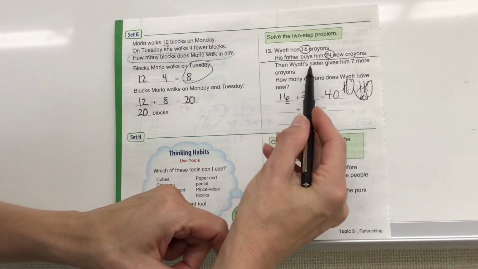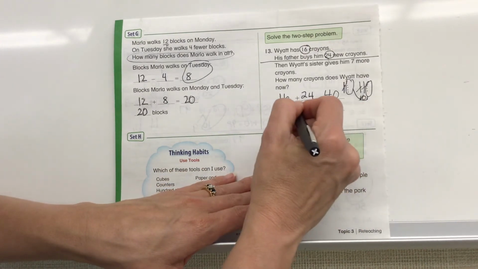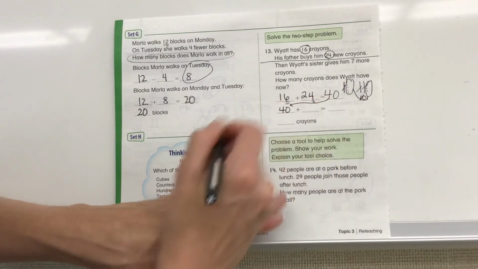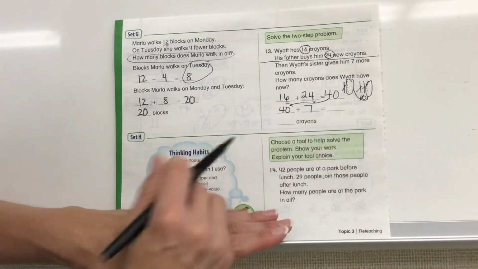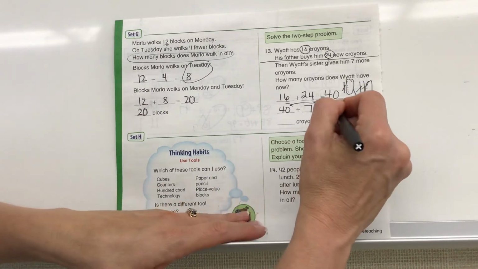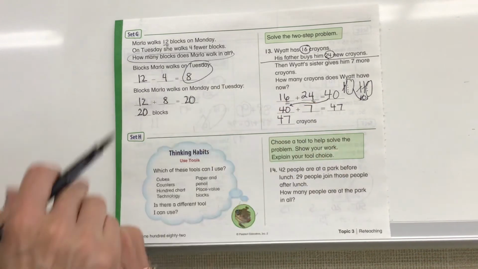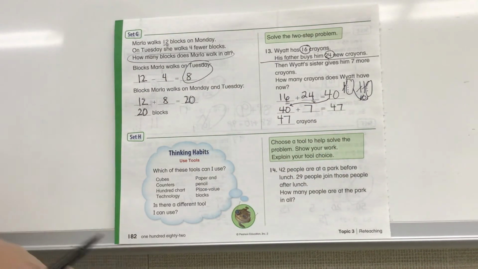Now it says, then Wyatt's sister gives him 7 more crayons. So I'm going to take this 40 down here because that's our total from the first part. And then he gets 7 more crayons from his sister. And I know that 40 plus 7 equals 47. So we have a total of 47 crayons. This is how many crayons Wyatt has now.